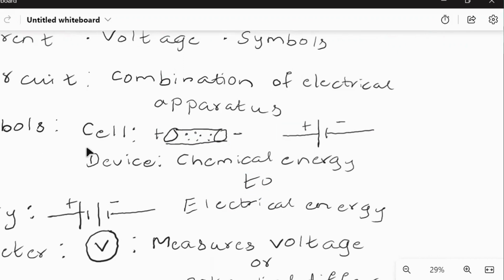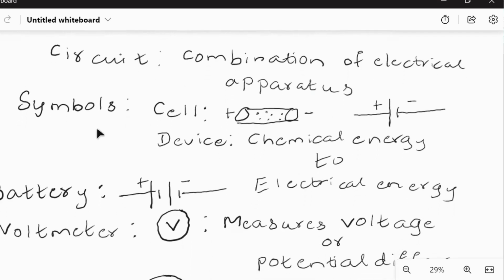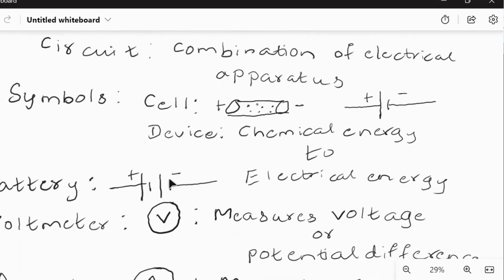Next, battery. What is a battery? A battery is a group of 2 or more cells. If you connect 2 cells next to each other, then it is called a battery. So this is the symbol for a battery. Always keep one thing in your mind: the symbols are very, very important, because these are the basis which you will use to solve the resistor numericals in your AS and A levels.